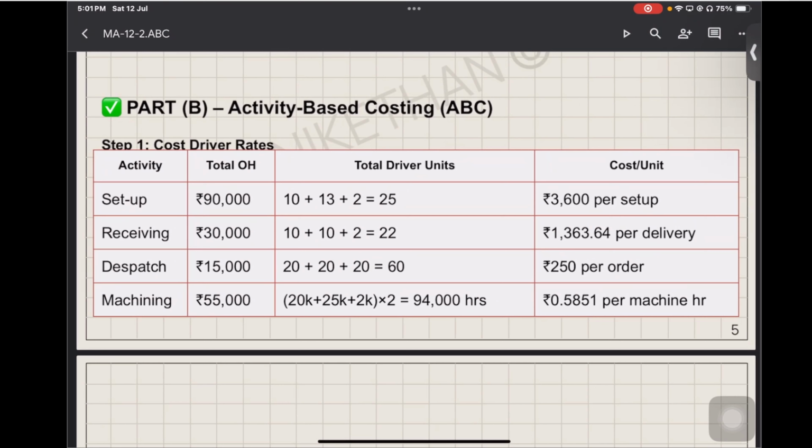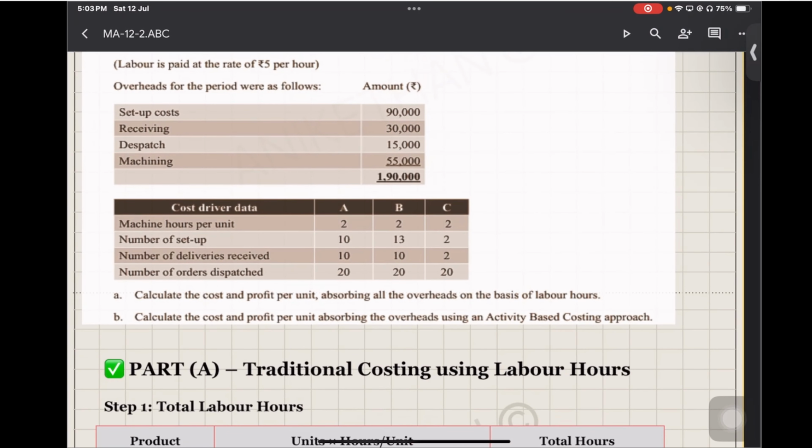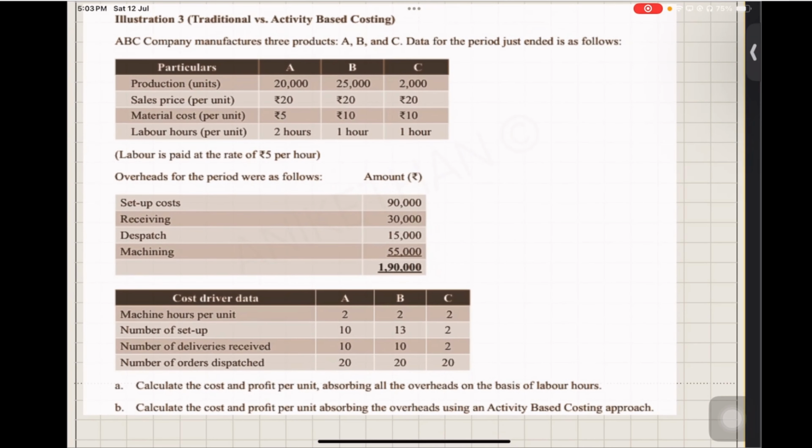So here there is no one blanket rate. Here there are multiple rates. Setup is 90,000. Per setup 3,600. That's how you should remember it. So machine hour per unit is given. It is not total number of machine hours. So how many A, B, C are produced? So A 20,000 into 2. So for A you need 40,000 hours. B 25,000 units are produced. So for B you need 50,000 machine hours. For C you need 4,000 machine hours. So total is 94,000 machine hours.